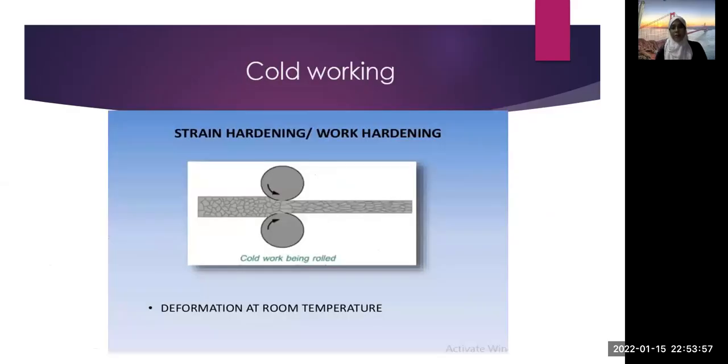Now, how do you bring about these defects, be it a point defect or a line defect? It is by means of work hardening or strain hardening, where you apply force or stress. This you call strain hardening or work hardening. Because of this strain hardening or work hardening, the deformation of the metal is going to take place.